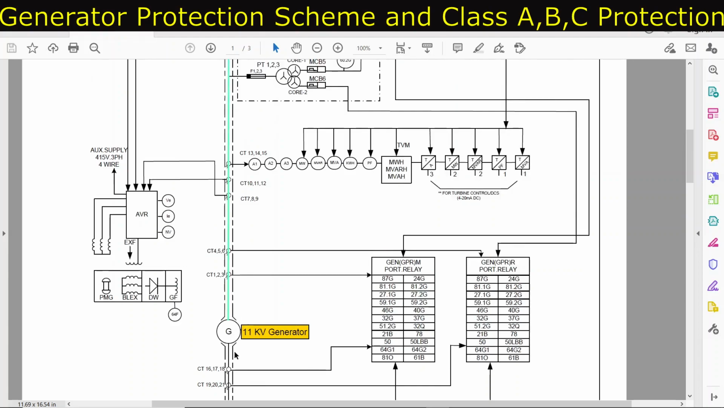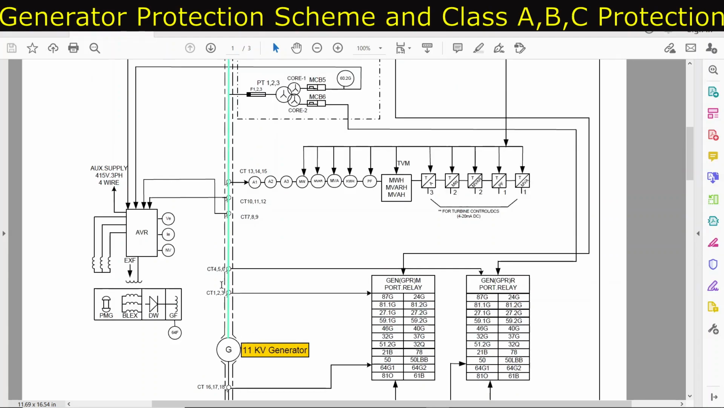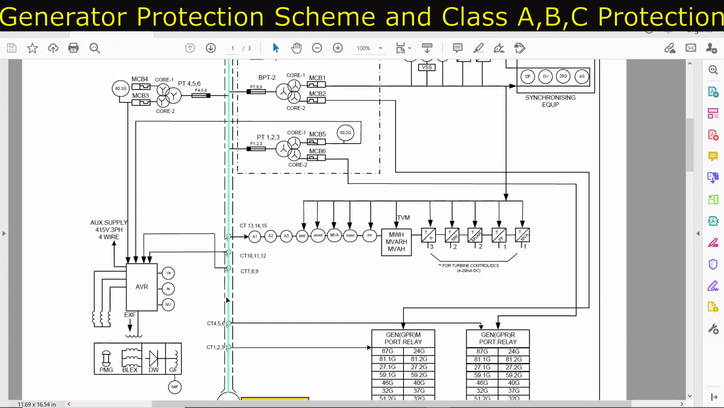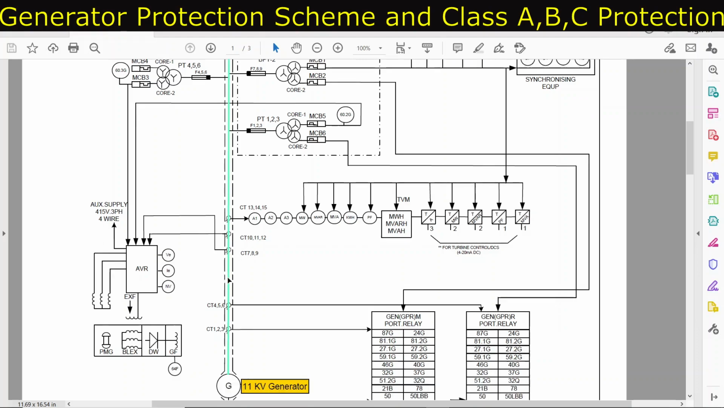And this is the neutral side CT, and you will see here we also have phase side CTs 1, 2, 3, 4, 5, 6. That means R, Y, B, R, Y, B. Two sets of CTs are used here for protection of the generators. You will see we have other CTs 7, 8, 9, 10, 11, 12, 13, 14, 15, that are being used for different protection, metering and all this, that I will explain here.